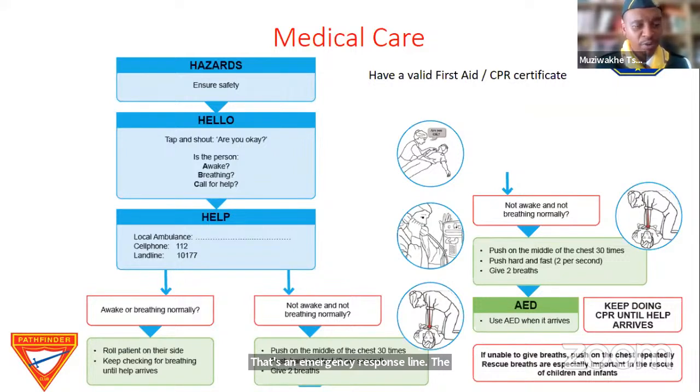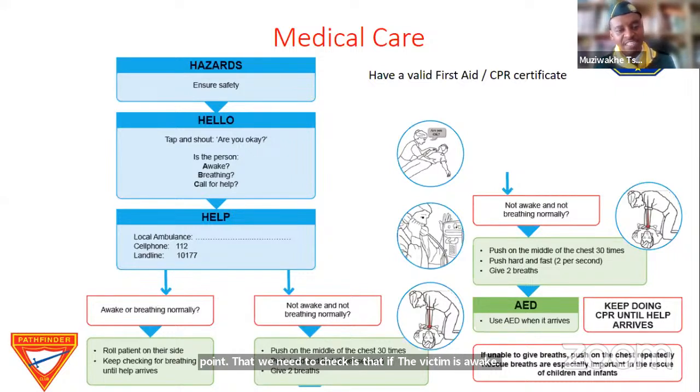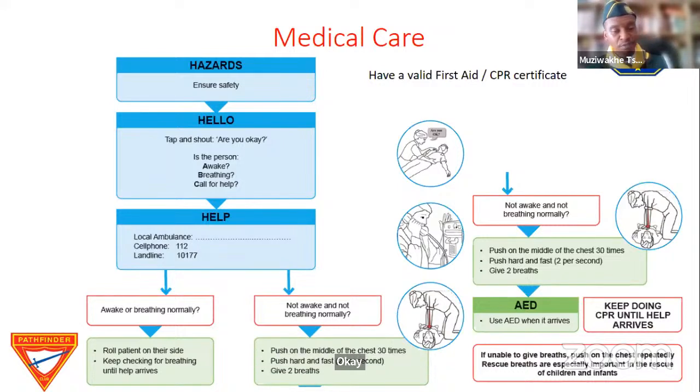The other important point that we need to check is that if the victim is awake or breathing normally, we can roll the patient on their side and we keep checking for breathing until help arrives. And as we are doing this, we are reassuring the victim. We are telling them that, listen, I am here and you are fine. Help is on the way, okay? And that will give them assurance and comfort.